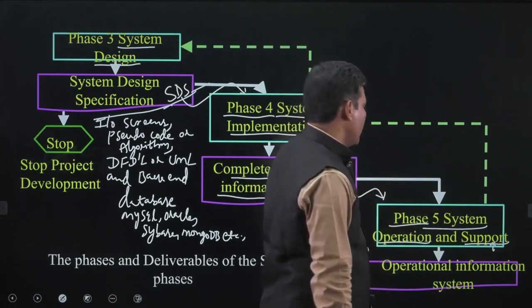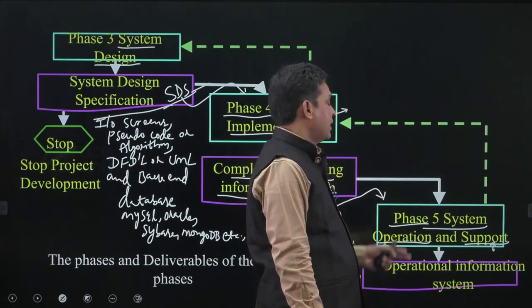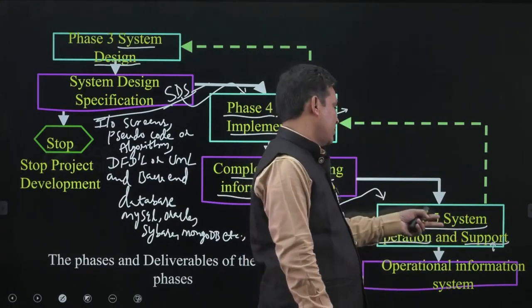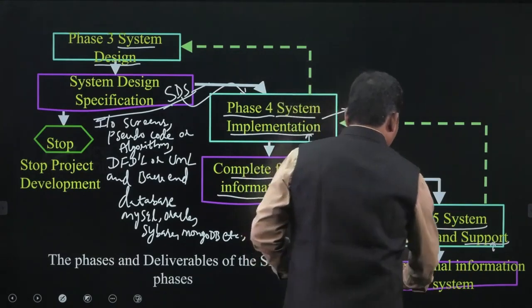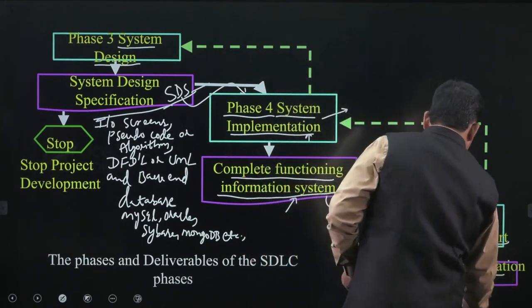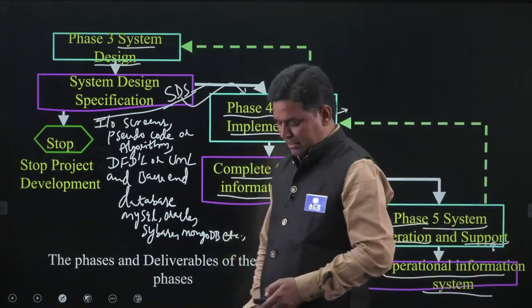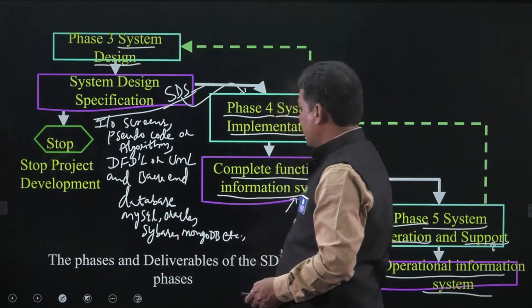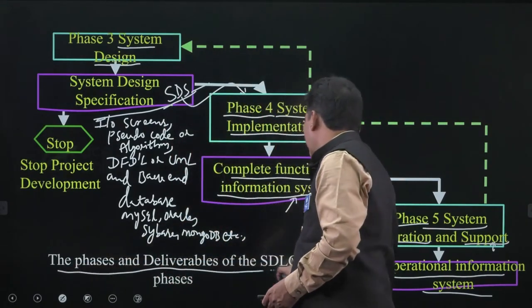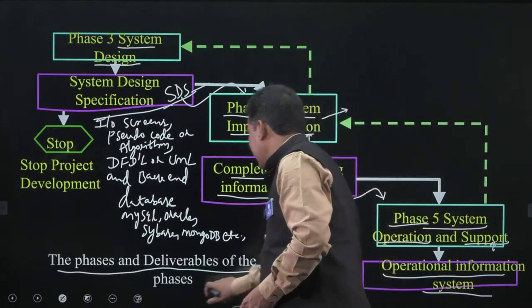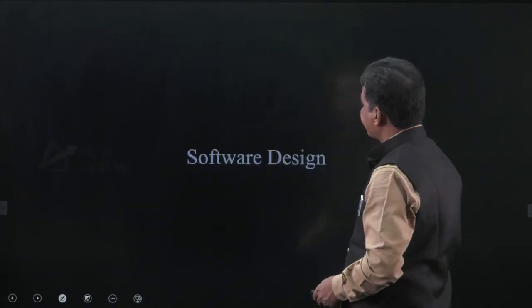So minor changes required are supposed to be done to the application. With those changes, the maintenance team will correct them, redeployment will take place, and re-evaluation by the client will take place. If they are satisfied, then the process will be stopped. The operational information system was satisfied by the client. So this is the importance of the phases and deliverables of the software development life cycle phases.